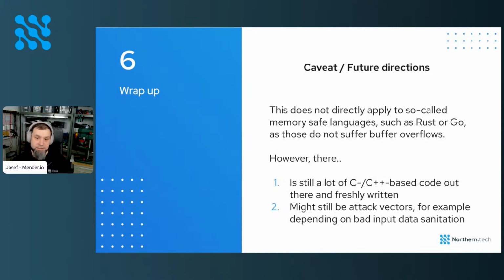As I said, this does not directly apply to memory-safe languages as Rust or Go, but again, there is still a lot of C code out there and freshly written, and this is the fun part about this. It also works on real-time OSs or Zephyr or whatever. It's just a compiler and C library thing. It does not rely on Linux or Windows or whatever. This can be used everywhere.